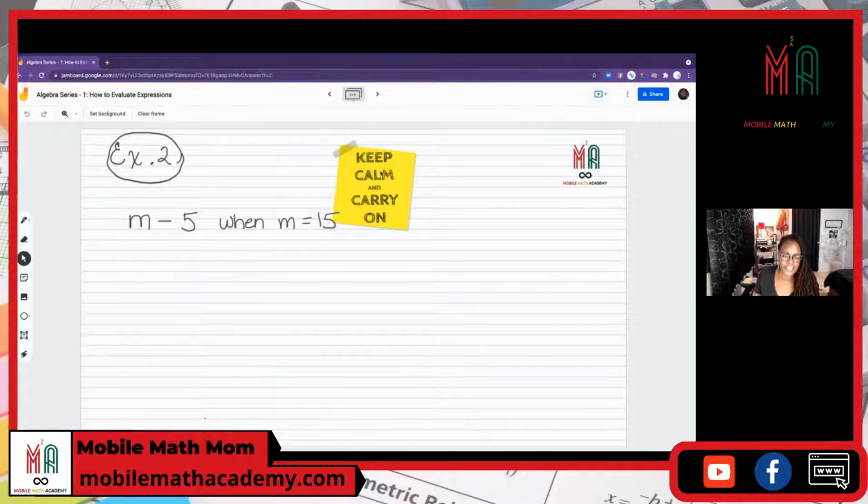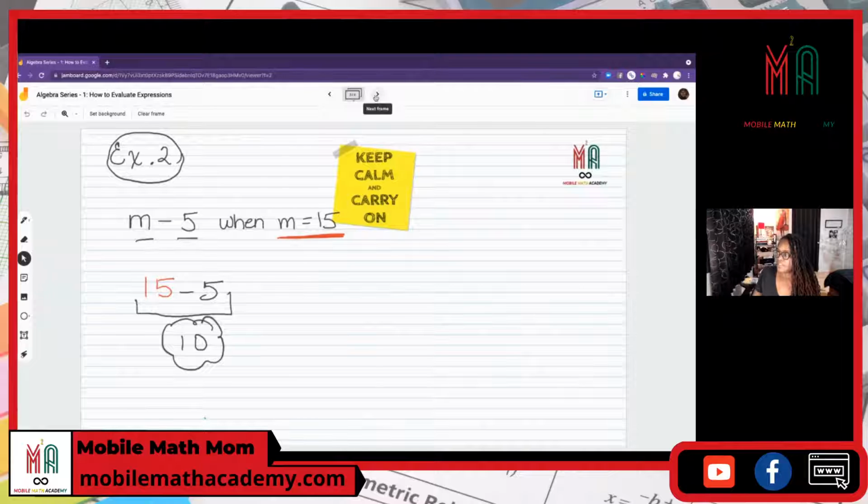All right, again, I'm going to substitute. I'm going to substitute everywhere that I see the variable m. I'm going to substitute in a 15, right? So I have 15 minus 5. Notice I'm not putting an equal sign because this is not an equation. If you did not start with an equal sign there, don't put one in there, all right? When I evaluate 15 minus 5, my answer is 10. So m minus 5 when m equals 15 is 10.